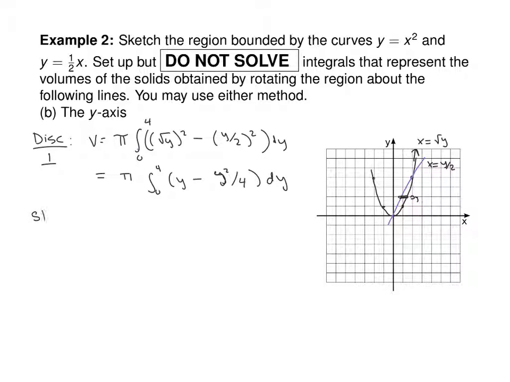Now if we do the shell method, we slice parallel to the axis of rotation. So in that case, our slices will look like this. They have little bitty width delta x, so we have 2 pi because they're cylinders, dx, they begin at 0, they end at x equals 2. Now the radius, the distance from axis of rotation out to my slice, is x. And the height, top minus bottom, the top is the line, so 2x minus x squared dx.